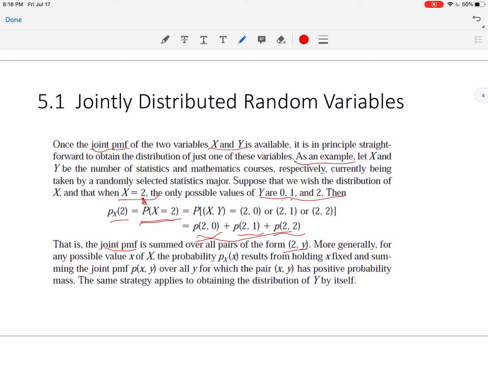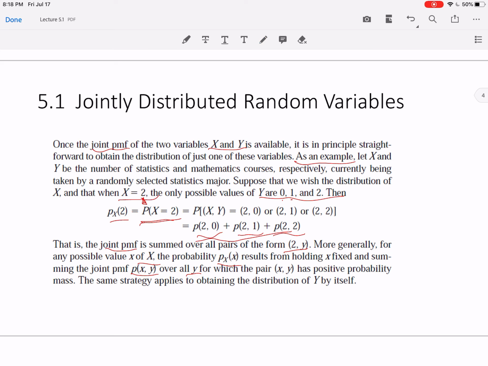It could be any number, okay? More generally, for any possible value of x, the probability p sub x of x results from holding x fixed and summing the joint PMF p of xy over y, for which the pair xy has positive probability mass. The same strategy applies to obtaining the distribution of y by itself.